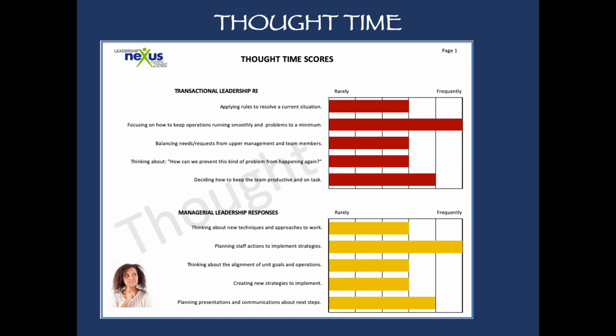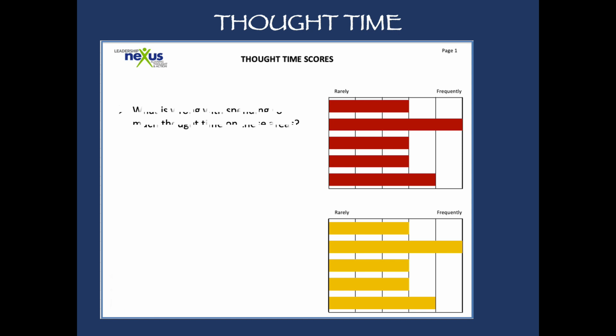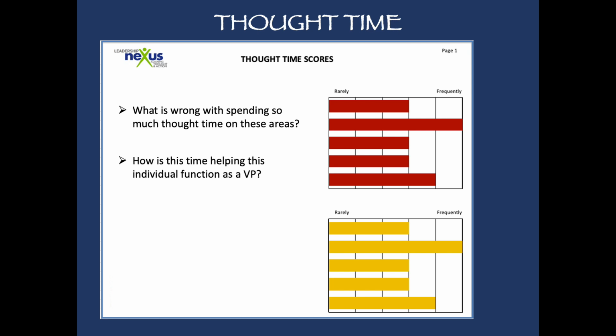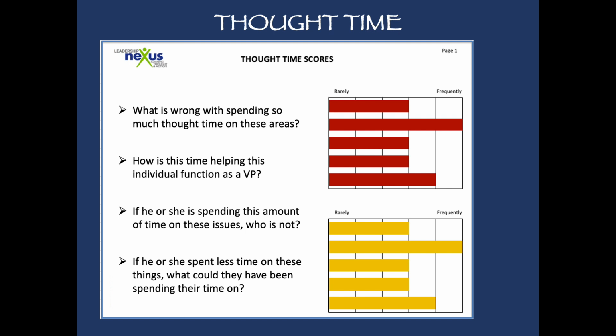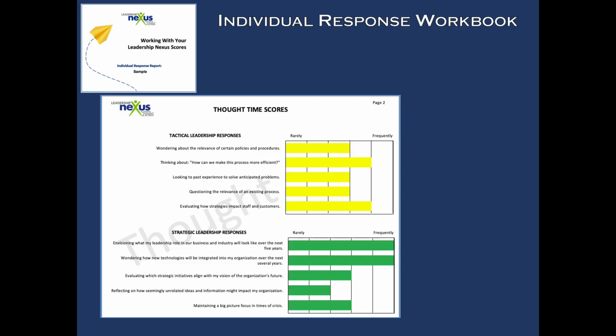Several questions immediately spring to mind. First, what's wrong with spending so much thought time on these areas? Second, how is this time helping this individual function as a vice president? Third, if he or she is spending this amount of time on these issues, who is not? And fourth, if he or she spent less time on these things, what could they have been spending their time on? The Individual Response Workbook is all about opportunity.